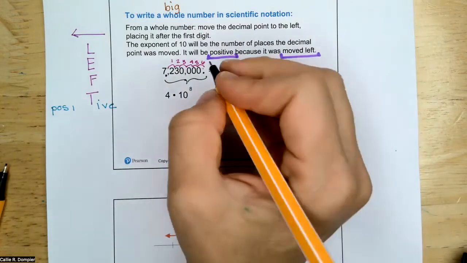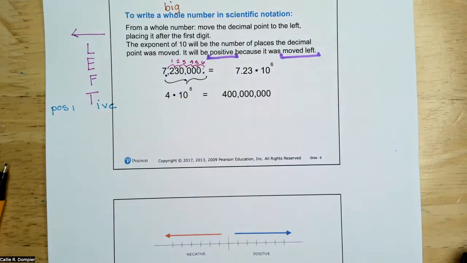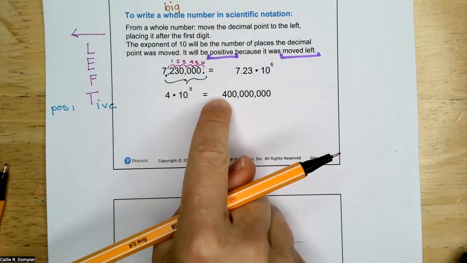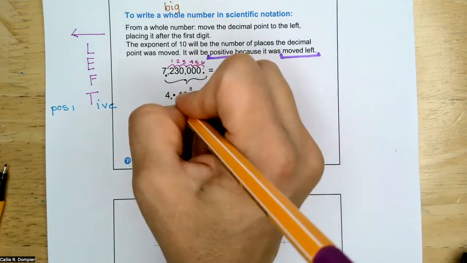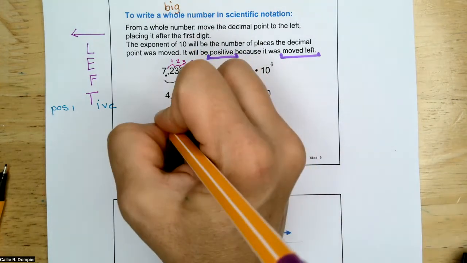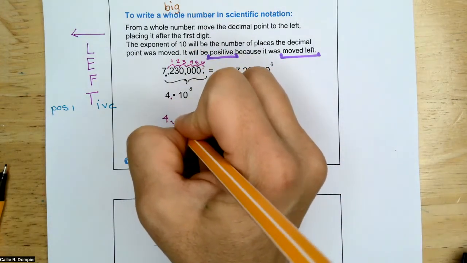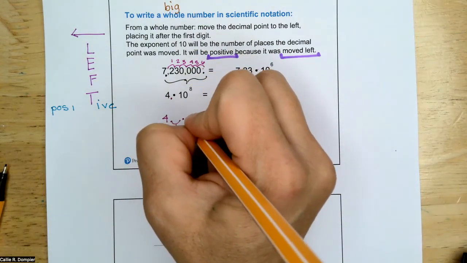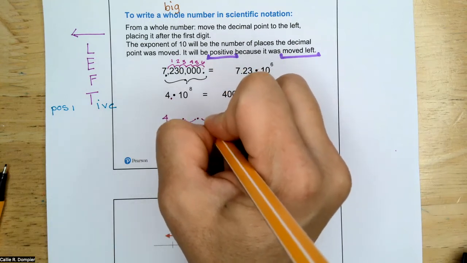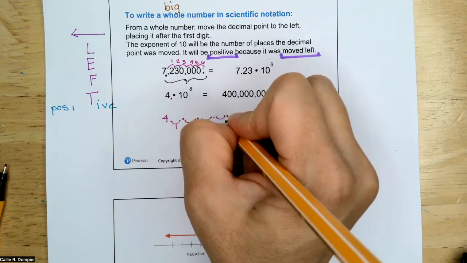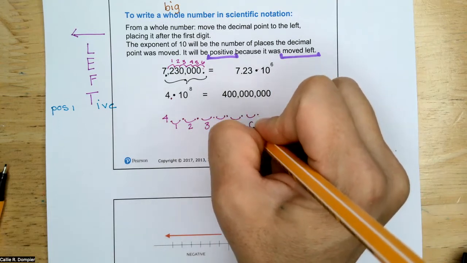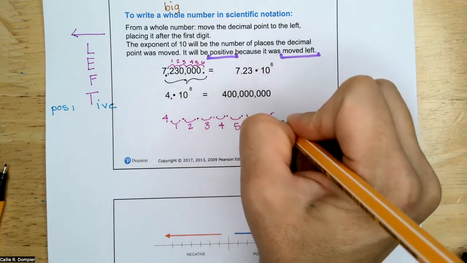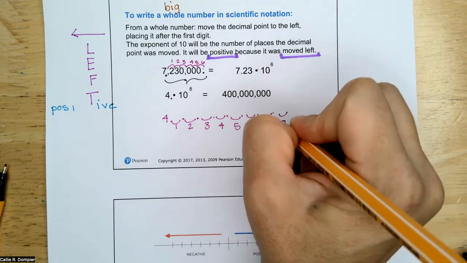4 times 10 to the 8th, think of a very big number, okay? 10 to the 8th is 10 times 10 times 10, 8 times. So that's 4, my decimal point is here, and I'm going to add 8 more places. 1, 2, 3, 4, 5, 6, 7, 8.